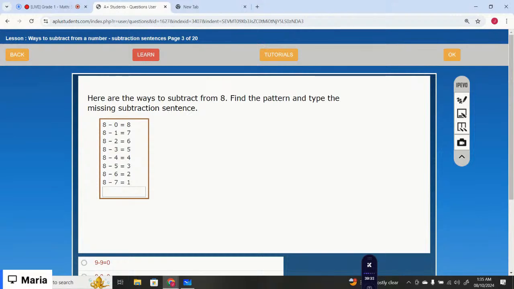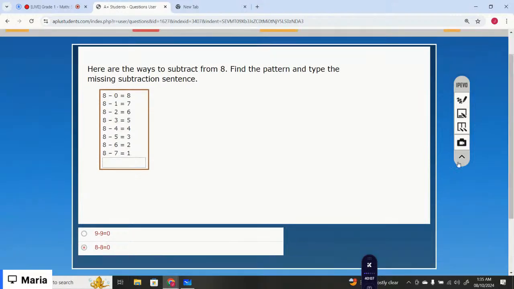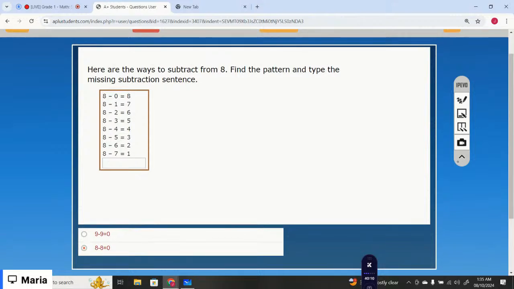Here are the ways to subtract from 8. Find the pattern and type the missing subtraction sentences. That is 8. Take away 8 is 0. Option number 2 is the correct option, right? That is 8. Take away 8 is 0.